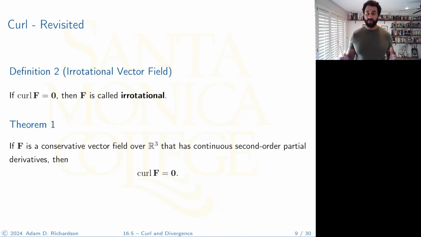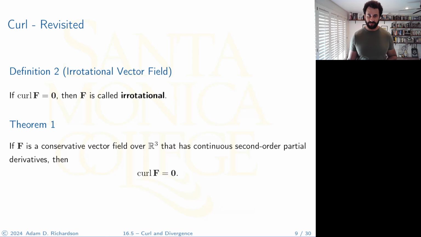Now, we're going to get a theorem that is very similar to what we saw previously. This is it. If F is a conservative vector field over R3 that has continuous second order partial derivatives, then the curl of F is 0. That's what this is saying. Do I mention it later? Let me see. I do mention it in a couple of slides, but maybe, yeah, I'll save it for 2 slides from now.